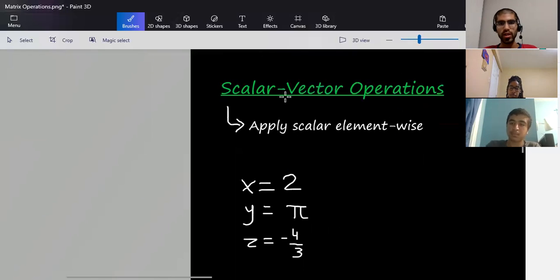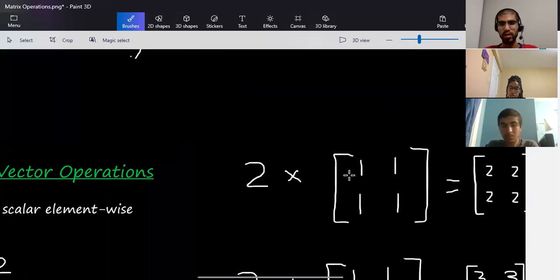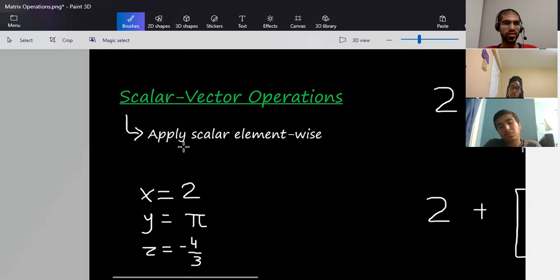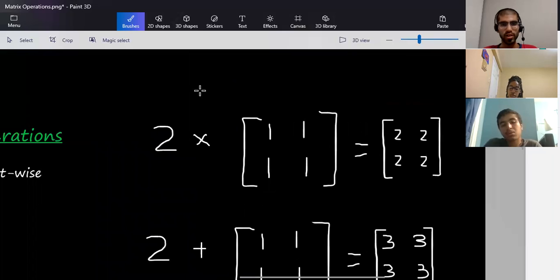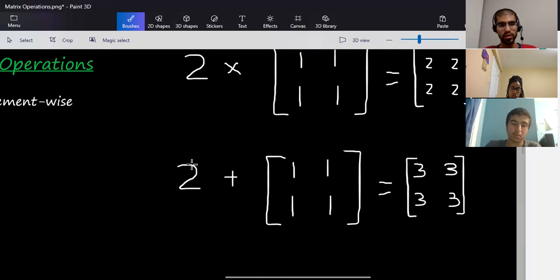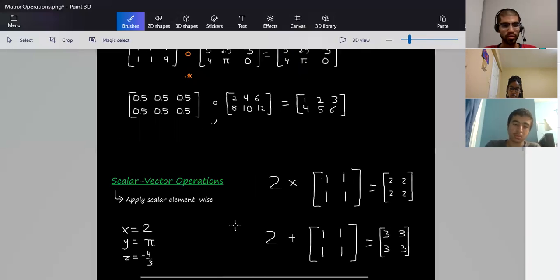So when we do scalar vector operations, that means something like 2 times this matrix, or 2 plus this matrix. And it's just the same thing as before. You just apply the scalar element-wise. So 2 times this matrix, well, 2 times the first one, that's 2. 2 times the second element, that's 2. 2 times the third one, and so on. And same thing here. So 2 plus the first element, that's 3. 2 plus the second one, that's 3, and so on. So it's a pretty simple concept. Yeah?